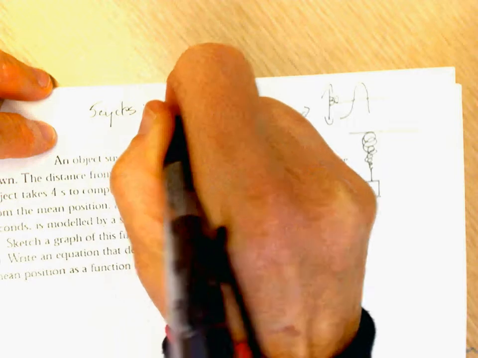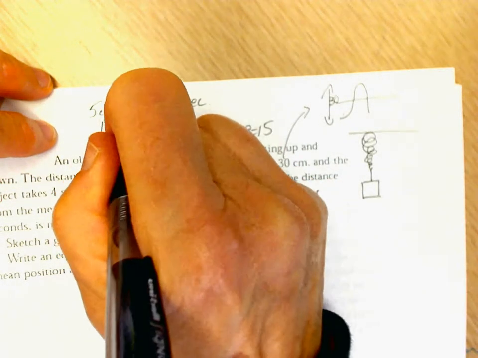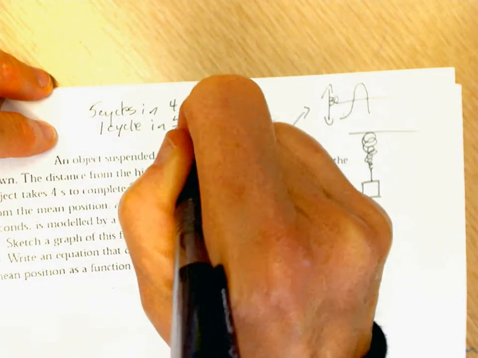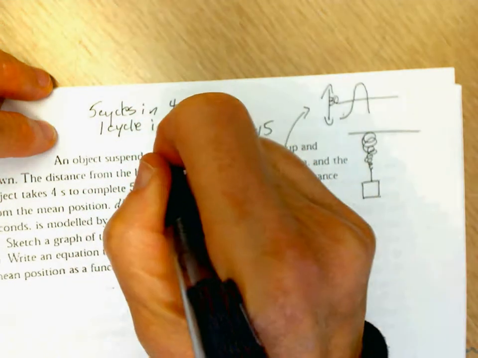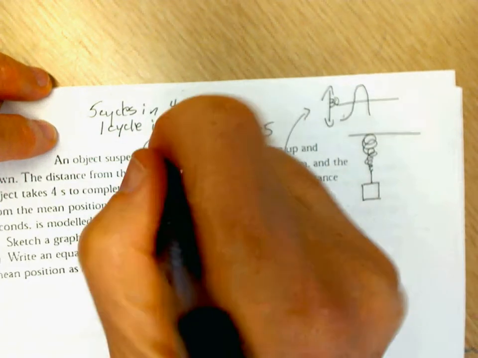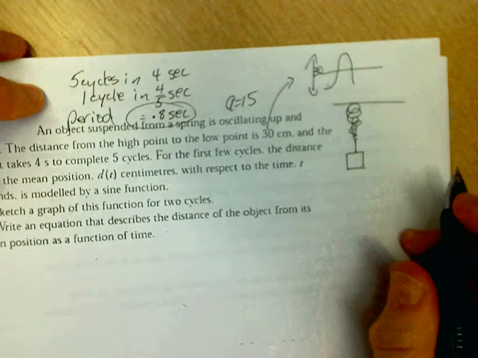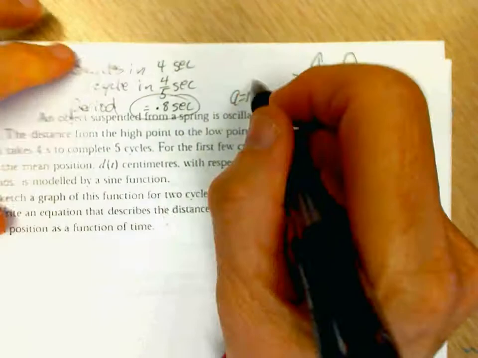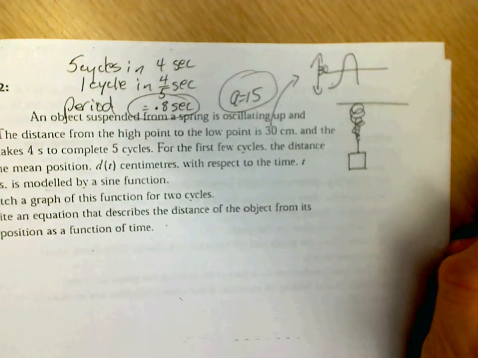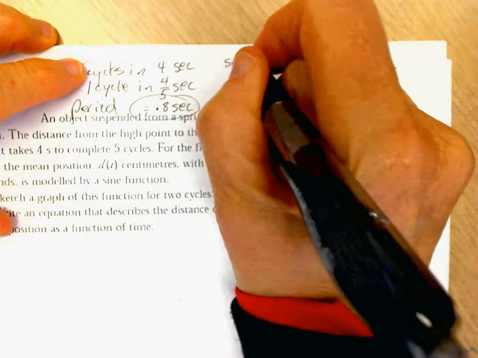So that means 1 cycle in 4 over 5 seconds, and that's just equal to 0.8 of a second. So our period is 0.8 of a second. A is 15, period is 0.8 of a second. Special points are what? Period divided by 4, right?